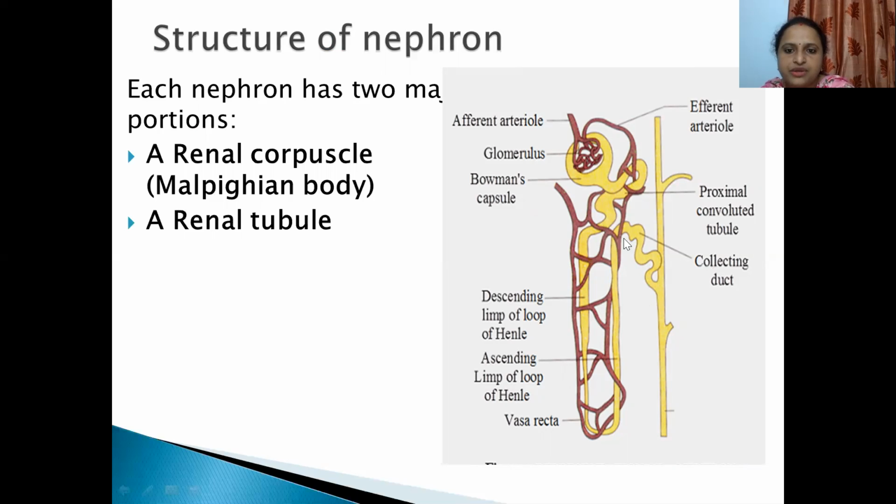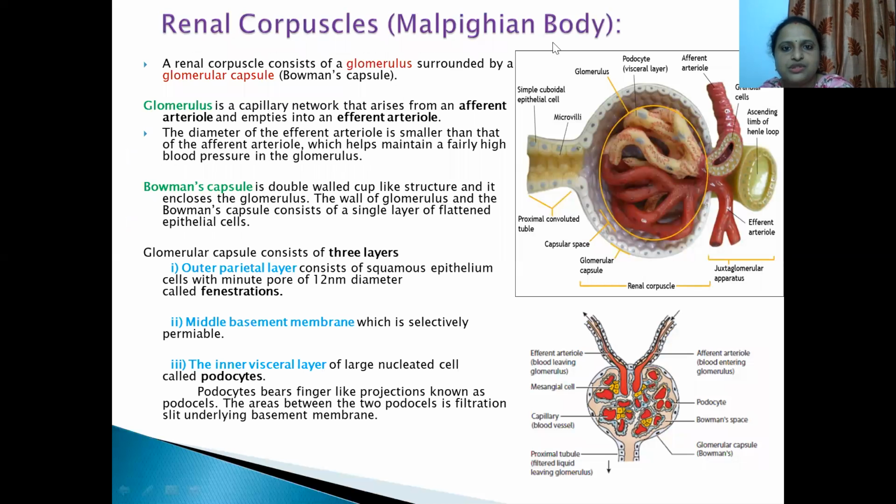And this renal tubule is surrounded by a network of blood vessels. We generally call them the peritubular network. And in case of the U-pin, which is called the loop of Henle, we call it the vasa recta. And near the PCT and DCT, we call it the peritubular network. So this is a brief note. I'll deal with it in detail.